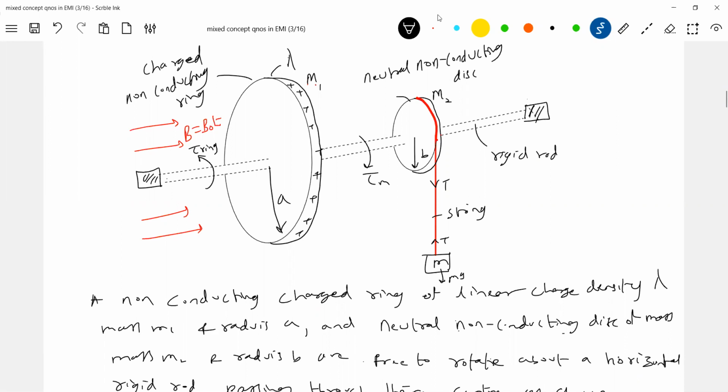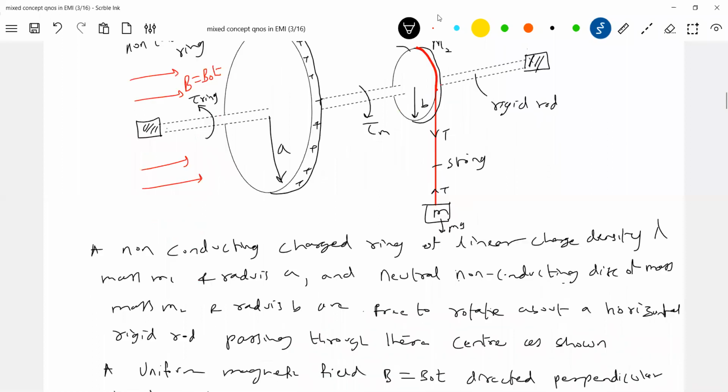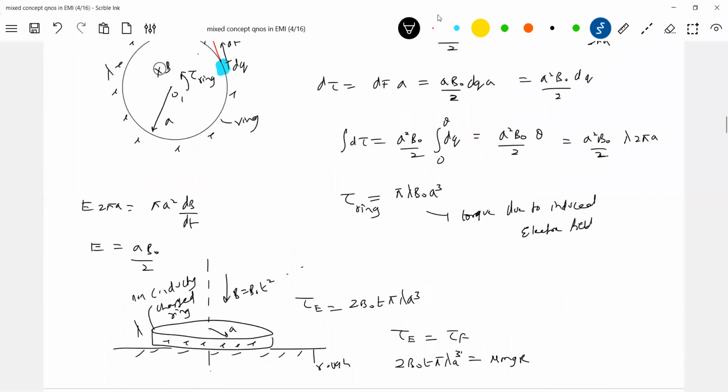So for equilibrium, what should you write? The torque due to the ring should be equal to the torque due to the weight. Simple application. The only thing is you must have that basic idea of the induced electric field. This should be equal to mg into b. So m equals pi lambda B naught a cube by g b. This should be the answer.